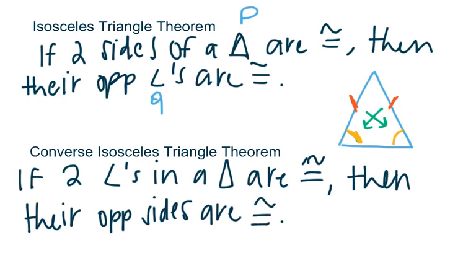Alright, so you can remember the Isosceles Triangle Theorem is we know isosceles triangles have two sides that are congruent. So that is given that you have two sides that are congruent. The Isosceles Triangle Theorem then says that their angles have to be congruent. So the converse of that is our opposite. So now we're given that the two angles are congruent, which means that their opposite sides have to be congruent.